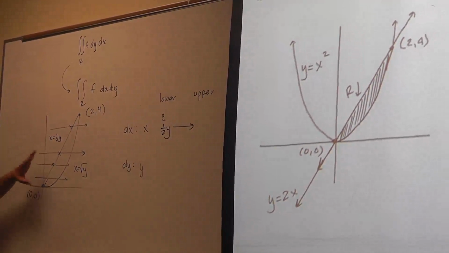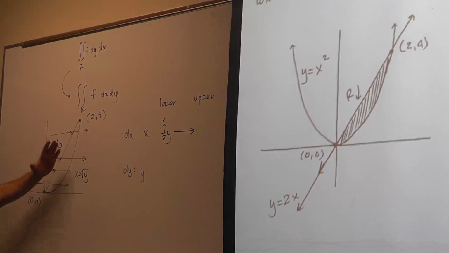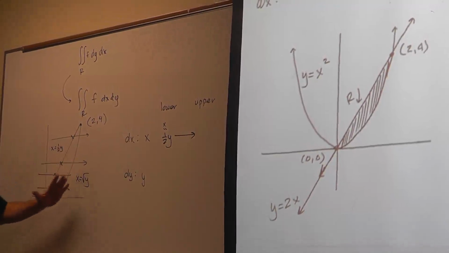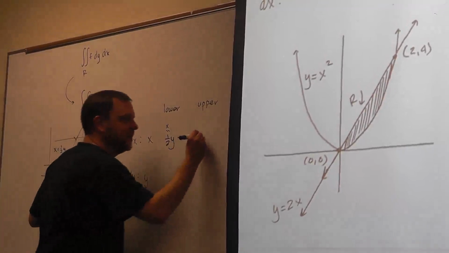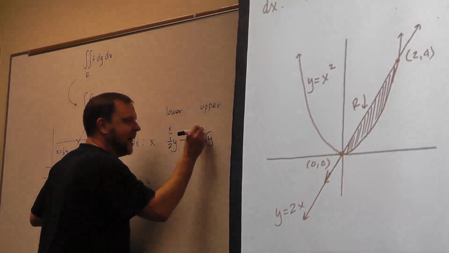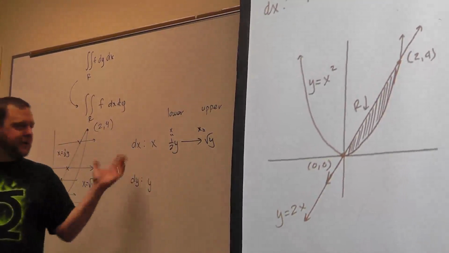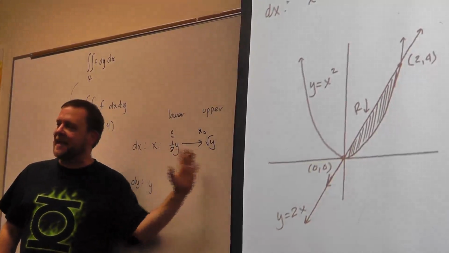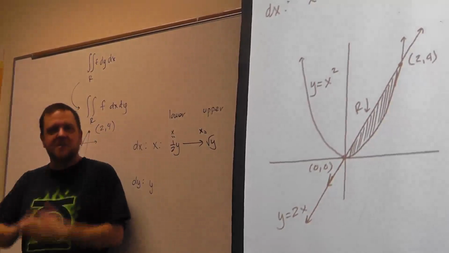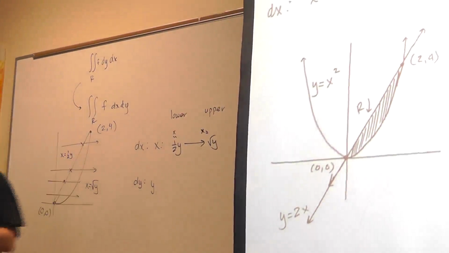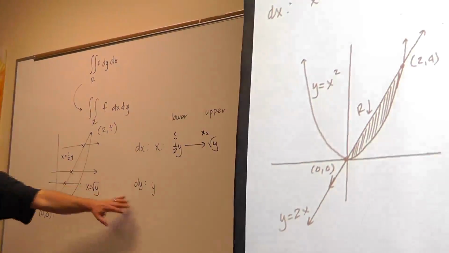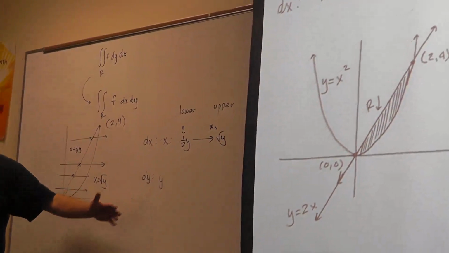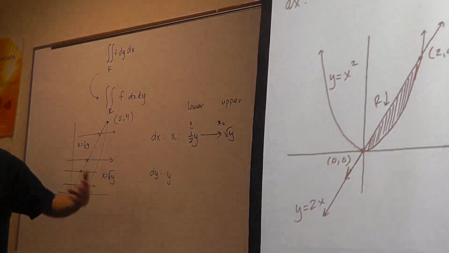So x's entrance boundary is always going to be x equals half y. x's exit boundary is always going to be x equals root y. You don't have to write these little x equals up there. You're just saying x goes from 1/2 y and exits at root y for x's limits of integration. Now here's what you do for the y. These are the outer limits, and the outer limits on a double integral are always going to be constants.